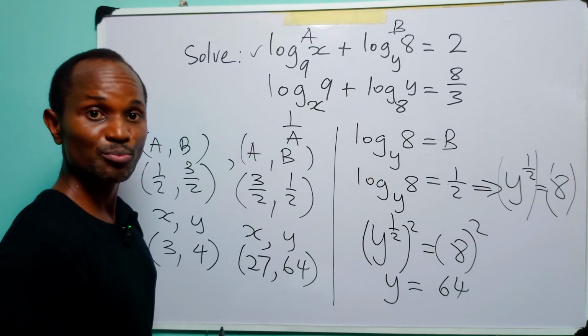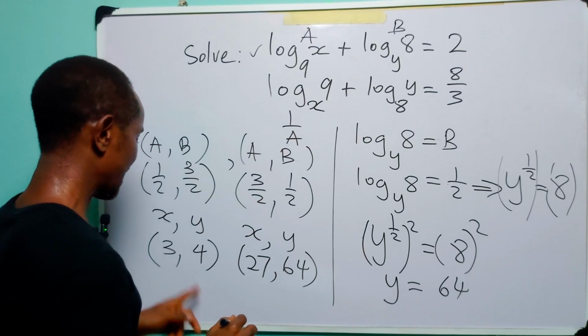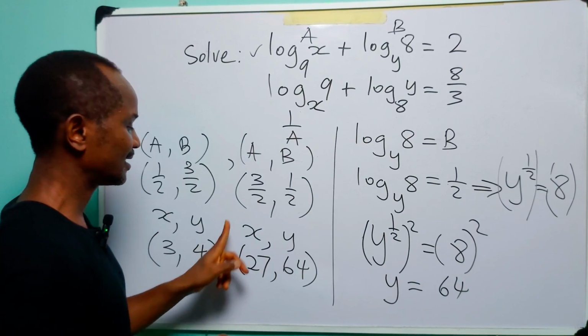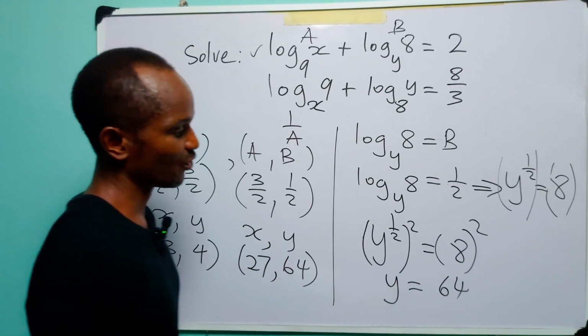So we have that the 2 points that satisfy these two equations simultaneously are x equal to 3 and y equal to 4, and x equal to 27 and y equal to 64.